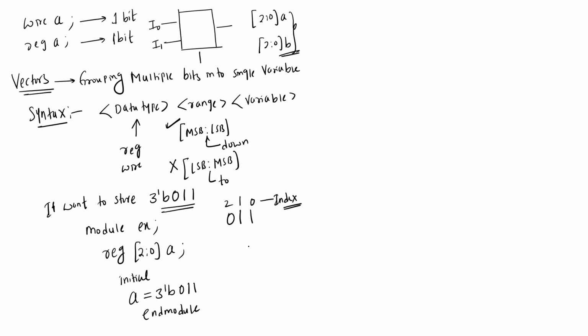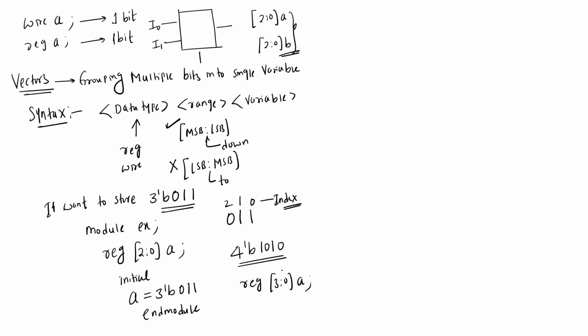Suppose a 4-bit value is there, 4 tick binary 1010. How do you declare the vector? Tell me. 3 down to 0. Yeah, reg 3 down to 0 A. I need to declare it like this. So this is the standard representation.